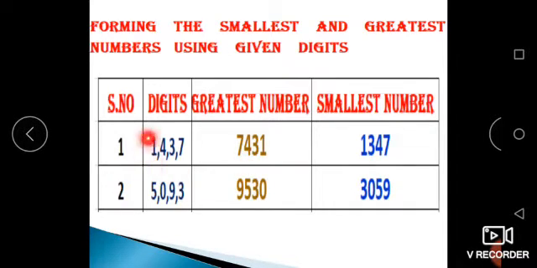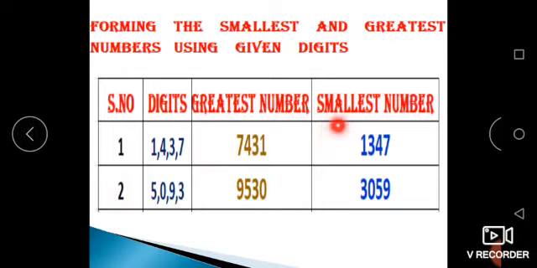Then, the remaining numbers are 1 and 3. Which is the greatest number? Yes, 3 is the greatest number. Then the remaining number is 1. Okay, 7431 is the greatest number that can be formed by the digits 1, 4, 3 and 7.